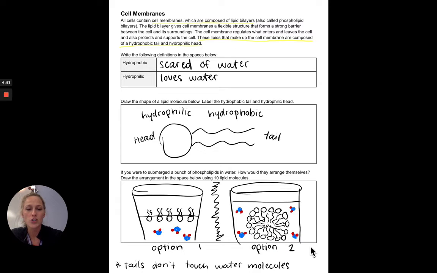So yeah, this is page 12. This is our introduction to phospholipids or lipid molecules that make up our cell membrane.